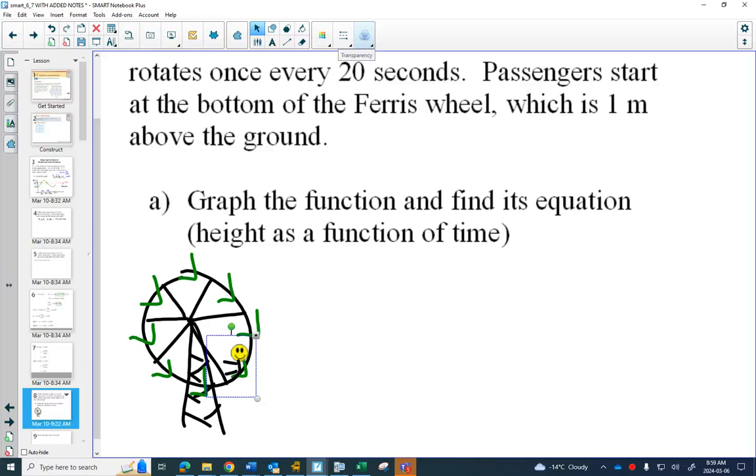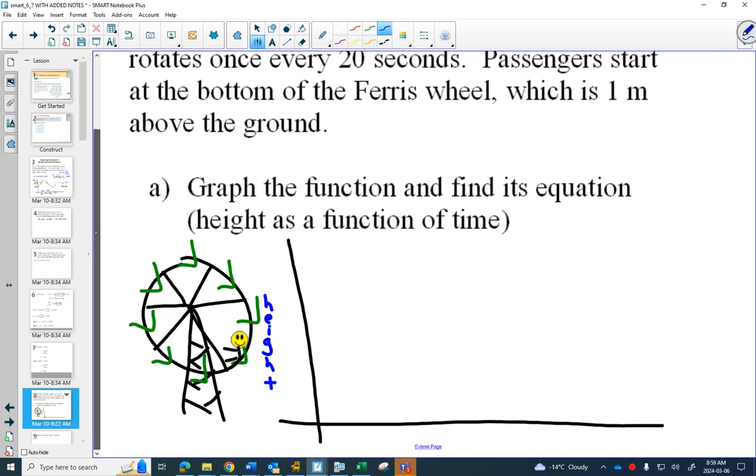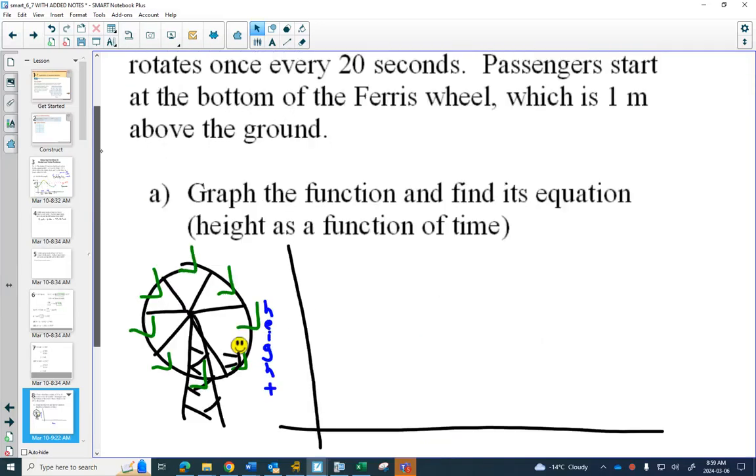And we want to graph this. So first of all, right beside my Ferris wheel, I'm going to draw a graph. On this graph, I'm going to have this part as height, and this part down here as my time. And I'm going to use what's written in the question to develop my graph, because they give me certain pieces of information.